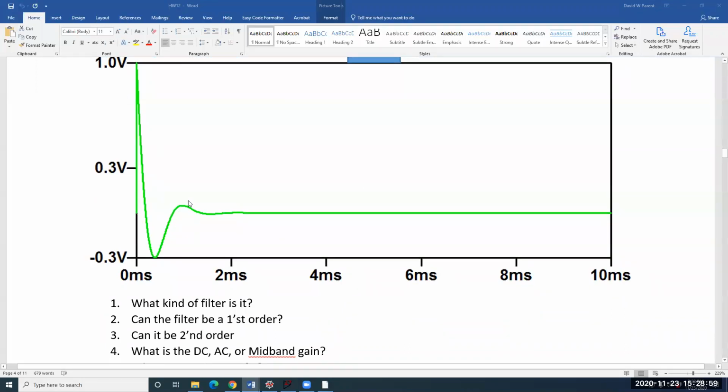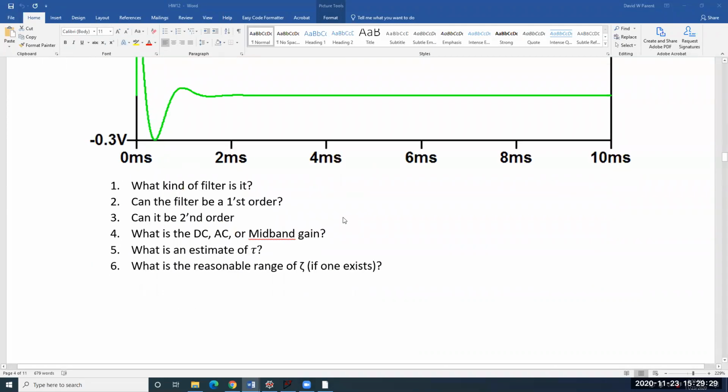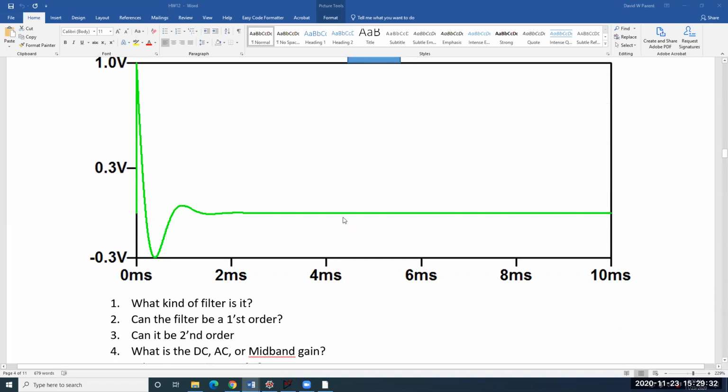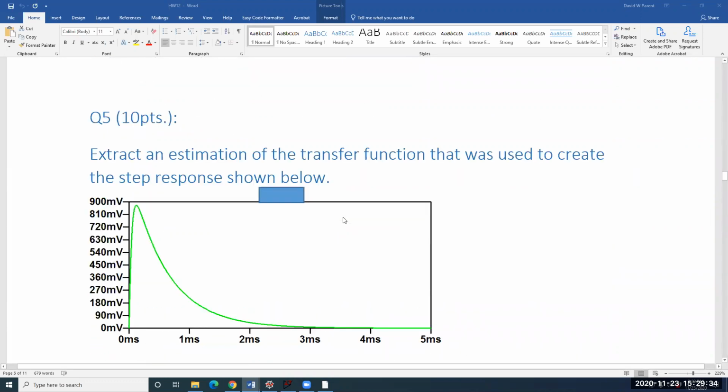Now, you see oscillations, so it's definitely some kind of second order. But the thing about this is that just because it goes below zero and comes back up doesn't mean it's underdamped. This one you can see plenty of oscillations. And on exams, if it's underdamped, I try to show many oscillations so that it's not hard to tell, right?